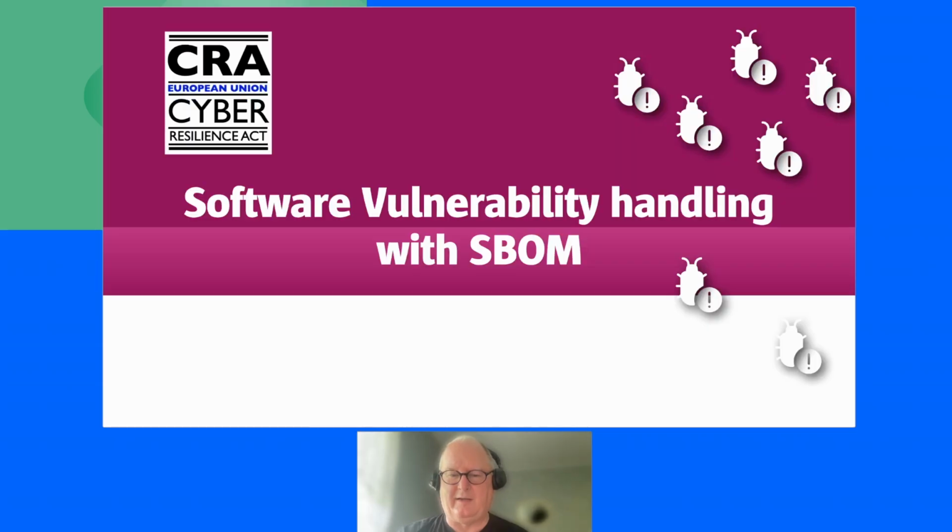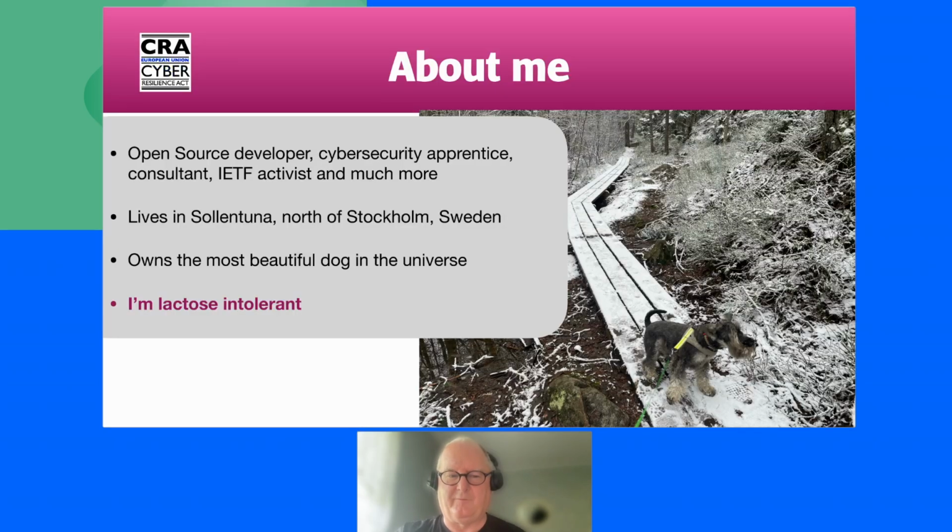And let's talk a little bit about me. I want to get a bit personal here, because this is something I care about. I'm an open source developer, as I mentioned. Cybersecurity apprentice. I've been working with PKI, TLS, and that kind of stuff for a long time. I'm active in the IETF, open source projects, OWASP, and much more. I live out in Sollentuna, north of Stockholm, Sweden. I own a beautiful dog that you see in the picture with a lot of snow, because we have snow in the winter. But I'm also lactose intolerant. I can't handle dairy products.